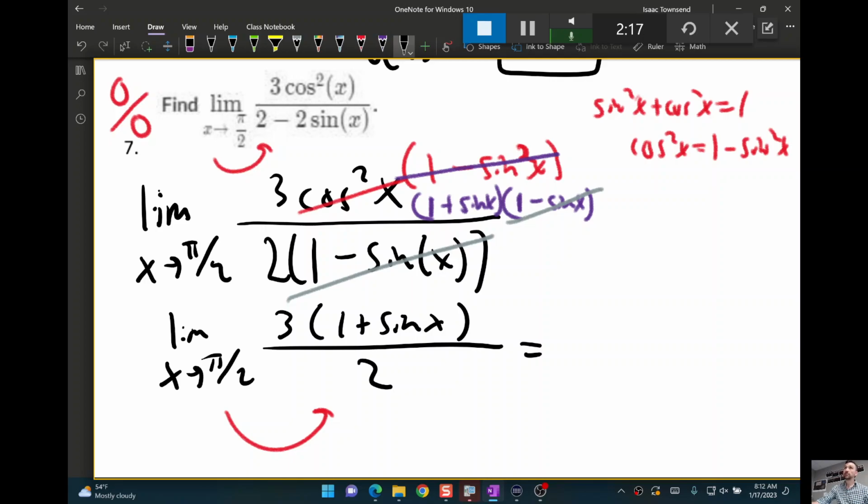This would be 1. At pi over 2, sine is 1. So 2 times 3 would be 6. Divided in half should be 3. I think in the end, all of that would come out to be 3.